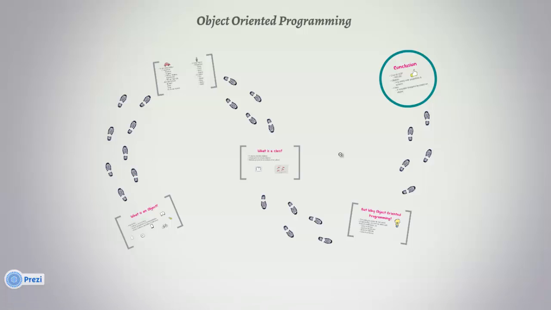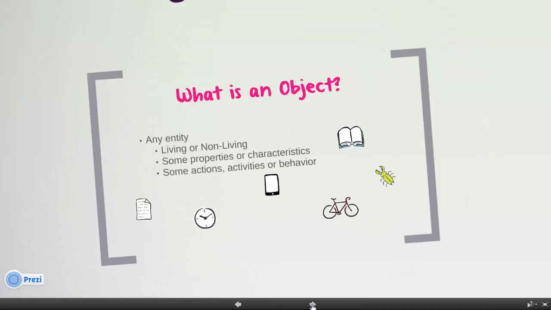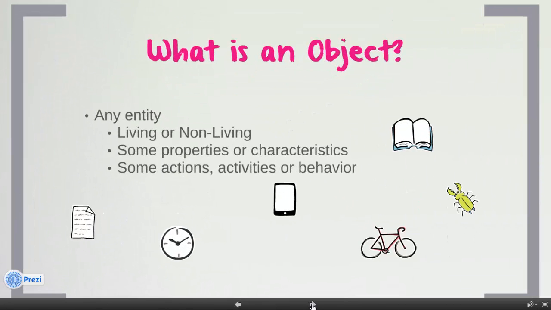Hello friends, today I am here to discuss object-oriented programming. So, what is an object? Object is an entity. It can be a living entity or a non-living entity. All these entities have some properties or characteristics. They also have some actions, some activities or behavior.